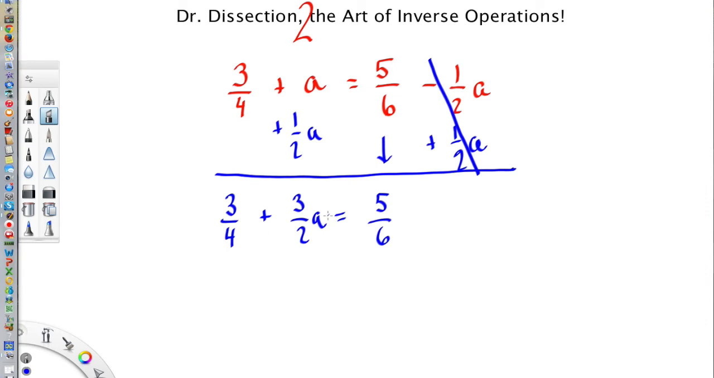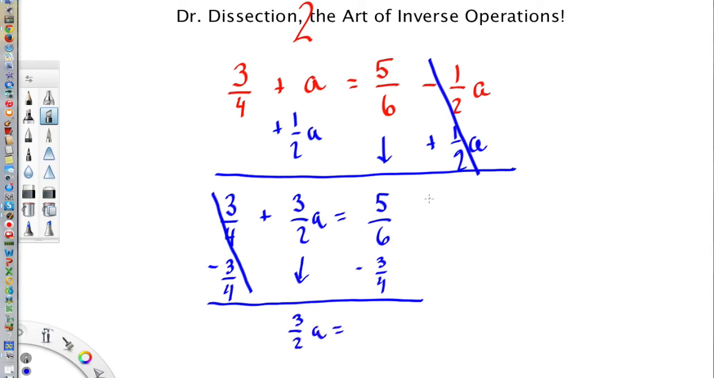Okay, now I can begin to isolate the variable. I only have the variable on one side. I need to perform my inverse operations. I can see that 3/2 is being multiplied by a, and I also see that 3/4 is being added to the variable side. Well, I'm going to take care of the inverse operation of anything being added or subtracted, so I'm going to subtract 3/4 from this side, and I'll also subtract 3/4 from this side. That will cancel this out. I bring this down, and I will get 3/2 a is equal.